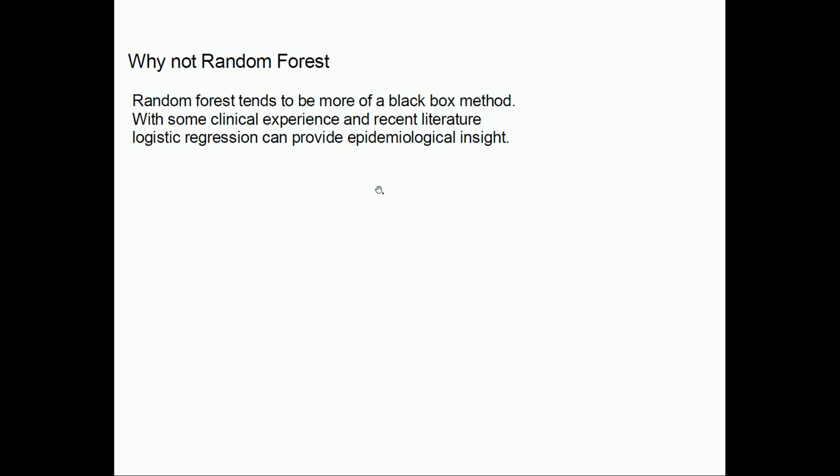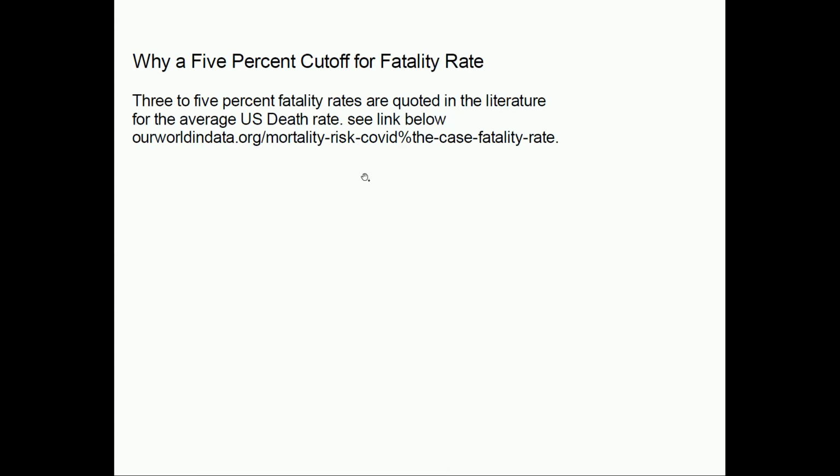I decided not to use a random forest. Random forest tends to be more of a black box method. With some clinical experience and recent literature, I felt a logistic regression could provide epidemiological insight. Why a 5% cutoff? 3 to 5% fatality rates are quoted in the literature for the average U.S. death rate. So I felt exceeding that was beyond what would be typical.